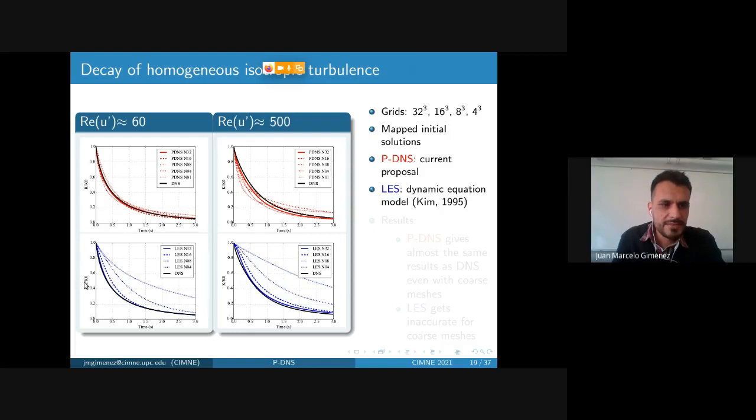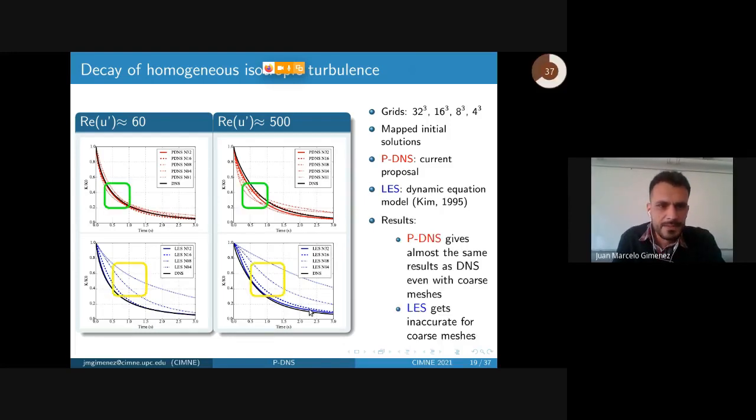In blue lines, you can see some LES solutions using the same grids. You can see that pseudo-DNS can reproduce the same energy decay as DNS, but using a very coarse mesh. But LES can reproduce the same decay only if you use the fine mesh with 32 cells. With coarse grids, LES gives inaccurate results.